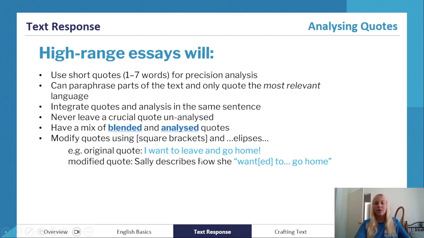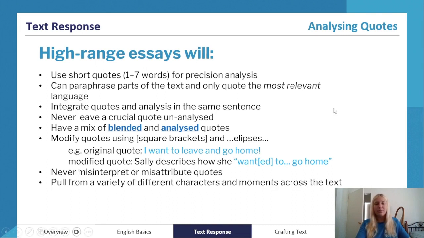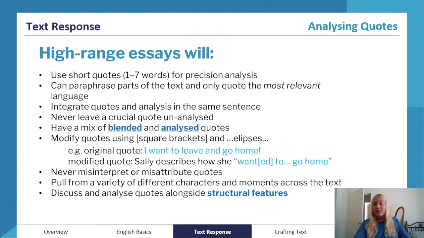So we see an example of a modified quote. You can pretty much cut down every quote to be shorter. A triple dot means that part is omitted, so leave has been omitted. We can use square brackets to grammatically change words to make them fit a sentence, so we've added the word ending -ed to make it fit the sentence and integrate nicely. And you should be pulling from a variety of different characters and moments across the text, discussing and analyzing quotes alongside structural features and language devices.